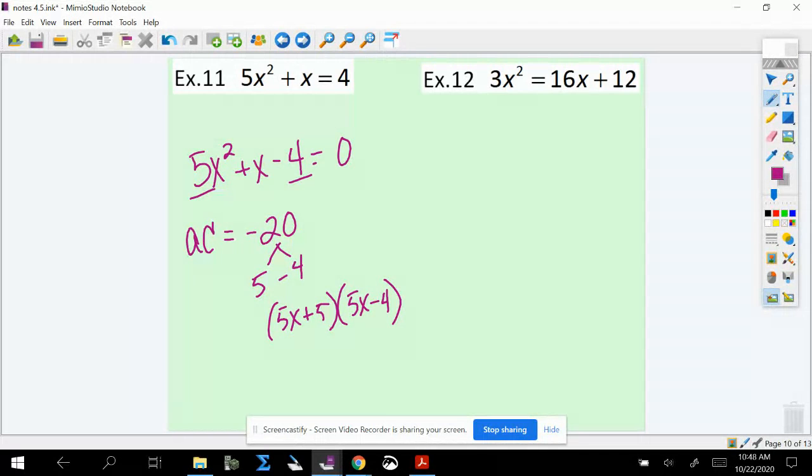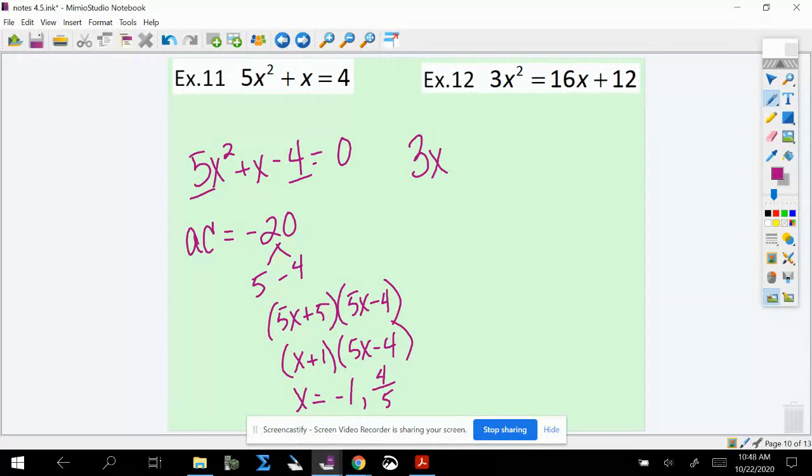I can't take anything out of the second factor, the 5x minus 4, but I can take a 5 out of the first factor. So I get x plus 1 and 5x minus 4. So my two solutions are negative 1 from the first factor and positive 4 over 5 from the second factor. Let's do one more. Let's get this in standard form.